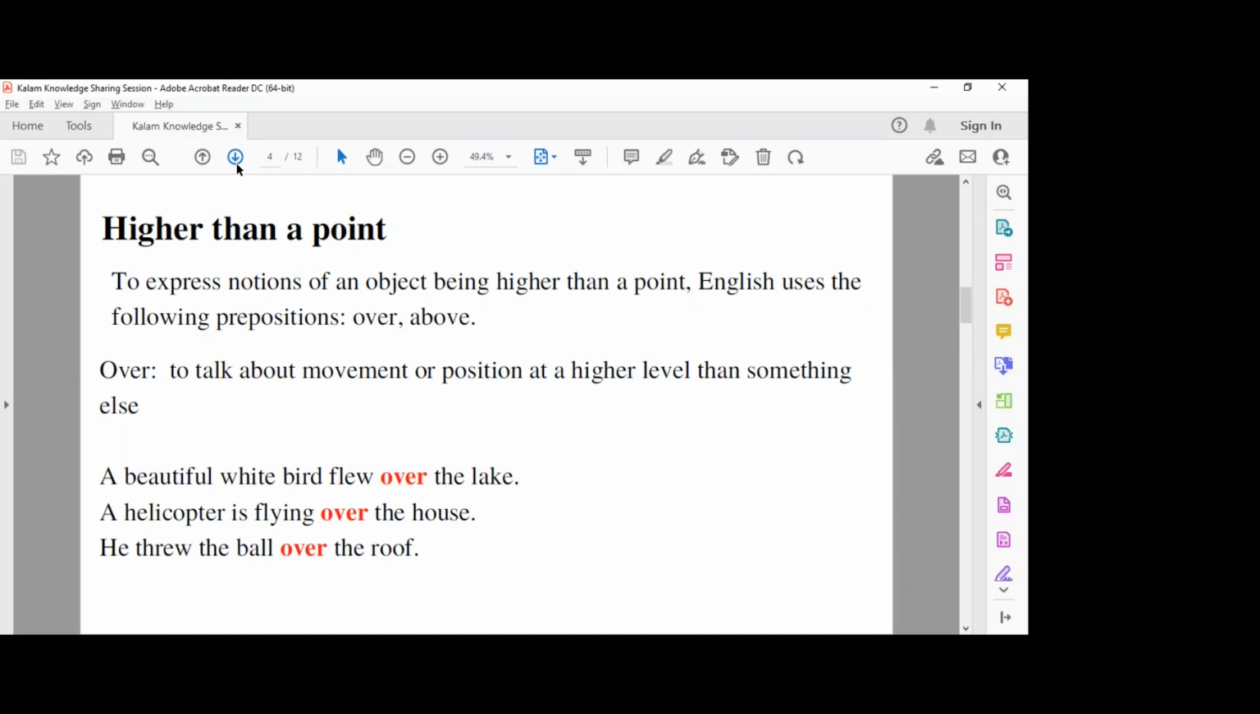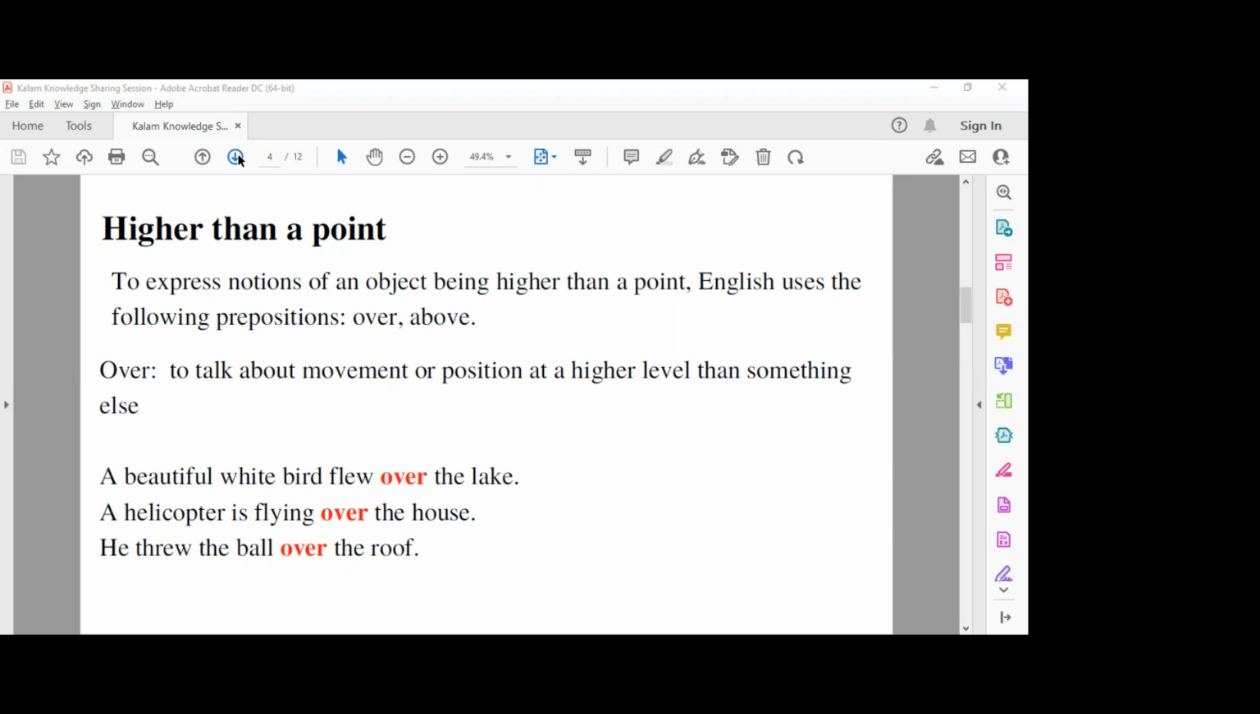First we can see where we have to use "over". It is used to talk about movement or position at a higher level than something else. When we are talking about something moving from one point to another point, or positions, in that case we have to use "over". First example: a beautiful white bird flew over the lake. The bird is moving from one point to another point. So in that case we have to use "over".